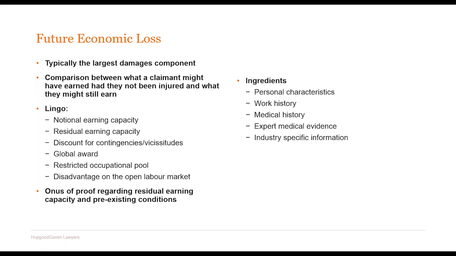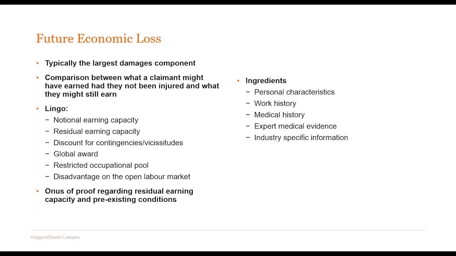So if we start firstly with the two ways that we can assess future economic loss, we can use a weekly calculation or a global award. There is a preference for using a weekly calculation, and the weekly calculation, get ready for all of the lingo, is notional earning capacity less residual earning capacity until retirement age, discounted on the 5% tables, and discounted by a percentage for contingencies or vicissitudes.